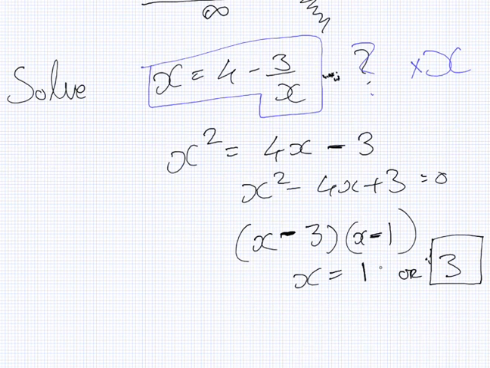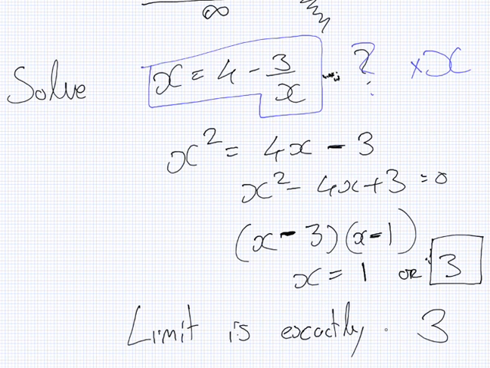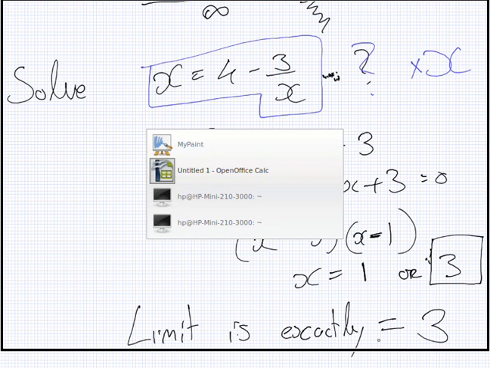So we have now the limit is exactly 3. Now some people might say, so what happens with the 1? Why don't you use the 1? Well, there can only be one answer. But sometimes 1 is the answer. Can I go back to my program?